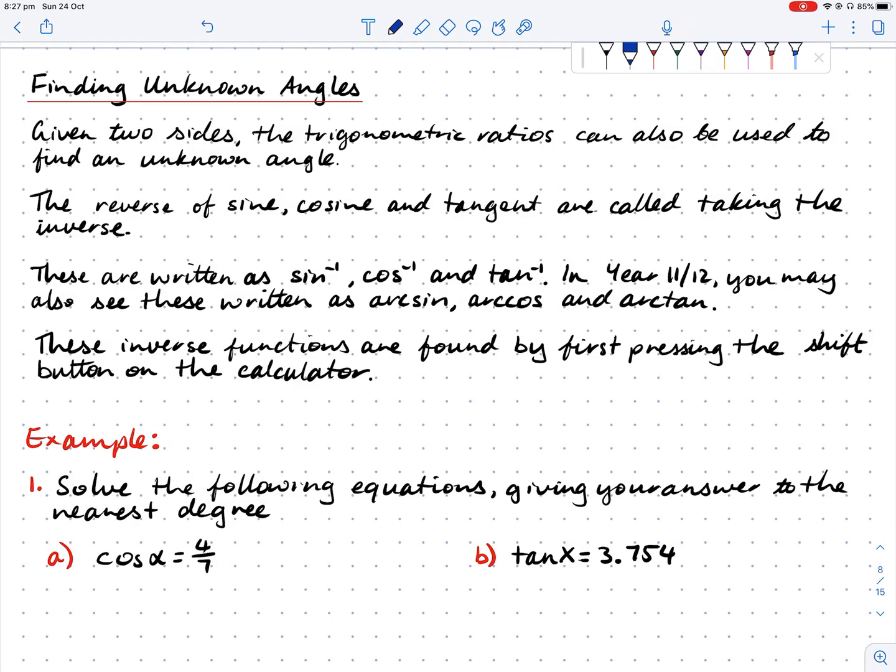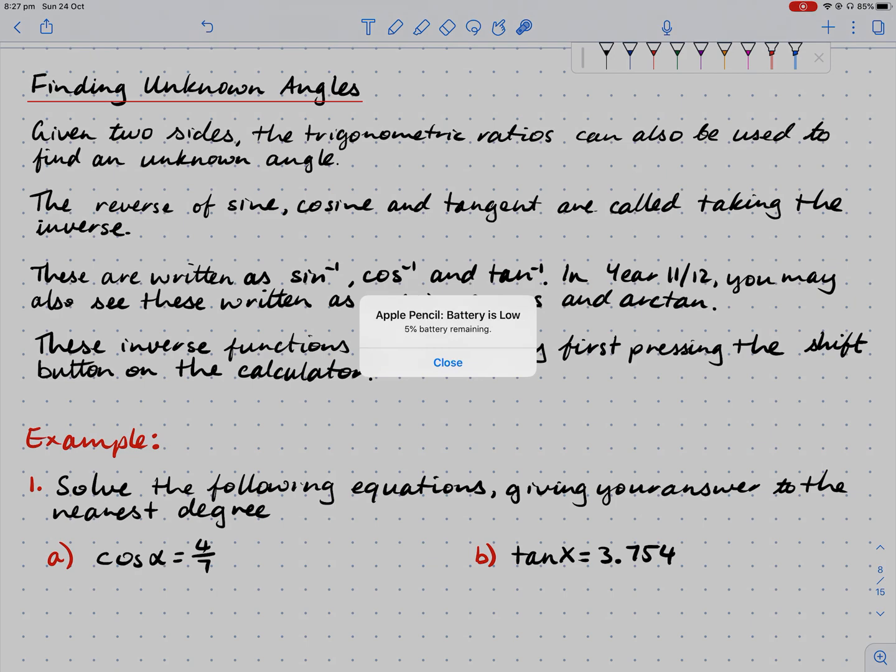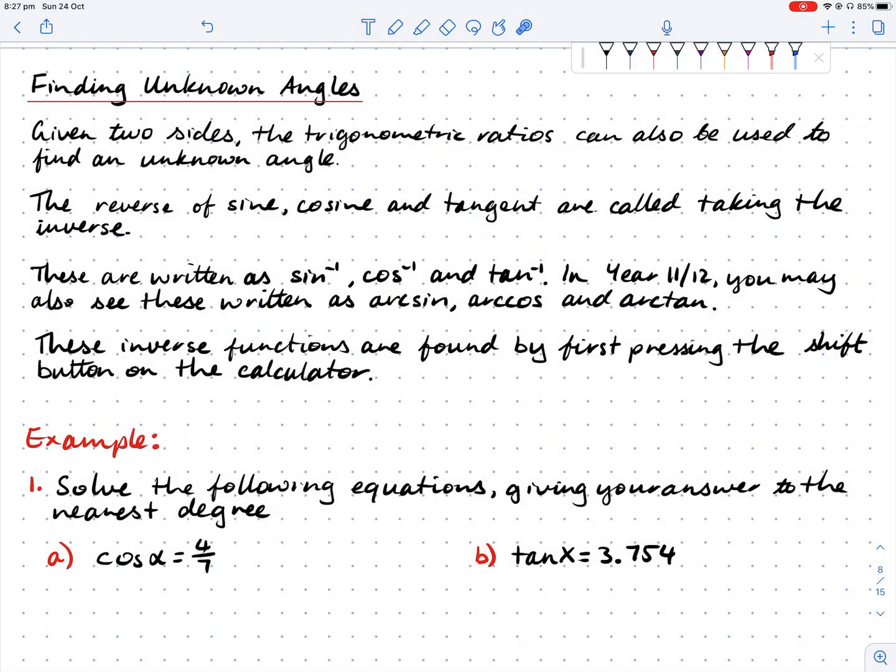So far in trigonometry, we've looked at finding various sides of triangles. What we're now going to look at is if I know some of the sides, I want to be able to find some of the angles in the triangle. Now, obviously, one of them's pretty easy because it's a right angle. The other two angles, we want to be able to find.